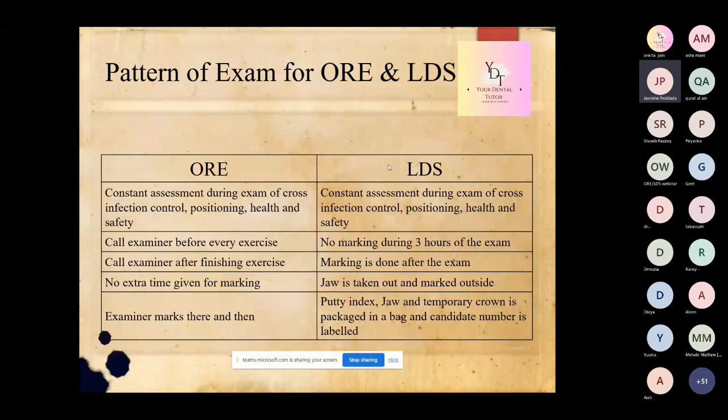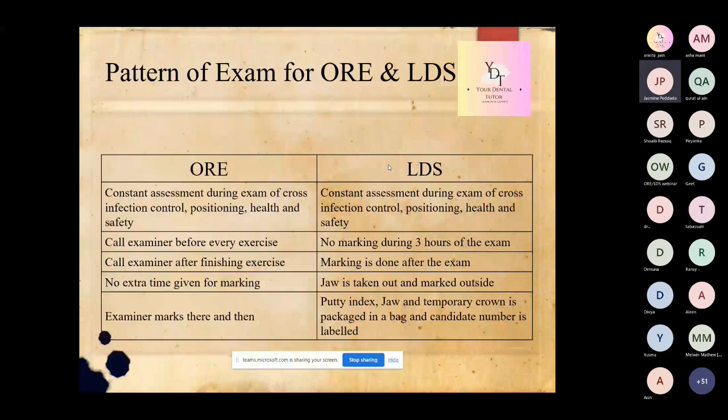ORE. In LDS, you're not monitored or assessed in those 3 hours. The examiners are there, but they are sitting at one desk and just making sure that no one is cheating. Other than that, they don't disturb you. So you decide how you want to work. If you want to switch between exercises, it's up to you.